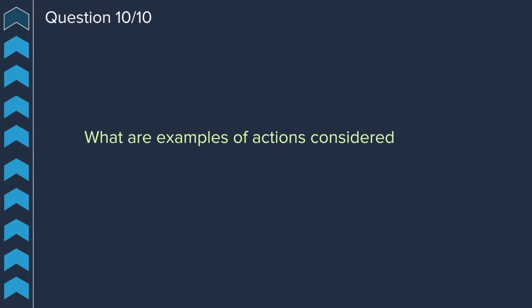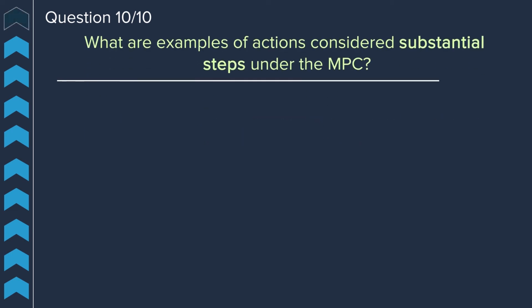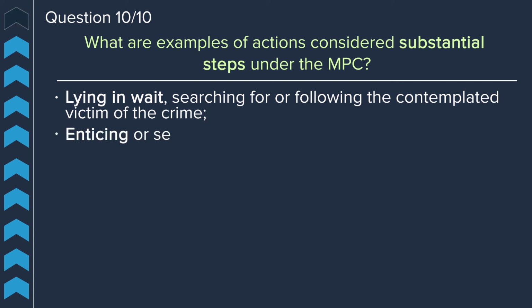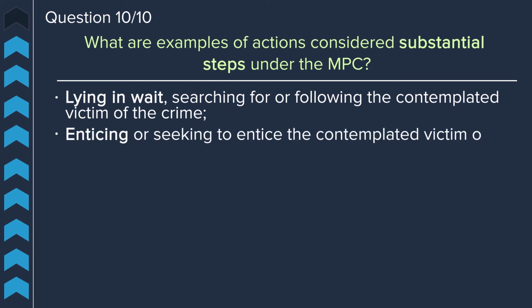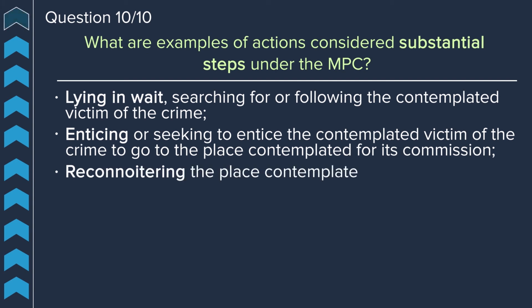Question 10. What are some examples of actions that are considered substantial steps under the MPC? There are 6 main examples that the MPC describes. The first is lying in wait, or searching for or following the contemplated victim of the crime. 2. Enticing or seeking to entice the contemplated victim to go to the place that you're going to commit the crime. 3. Watching the place contemplated for the commission of the crime.